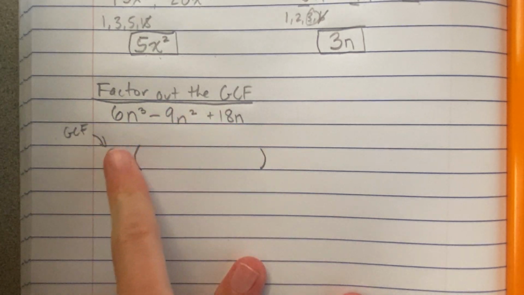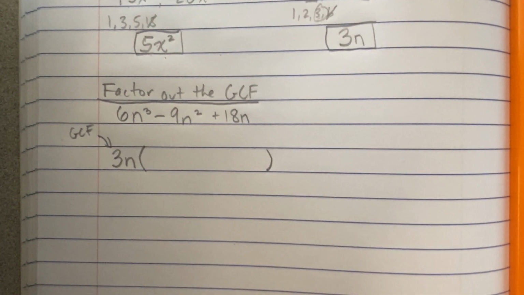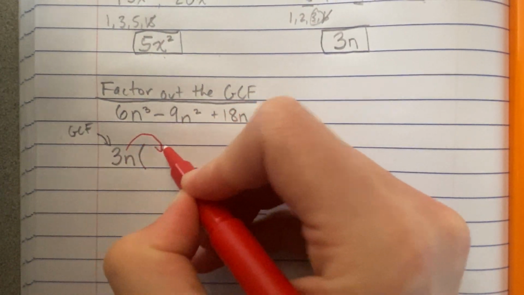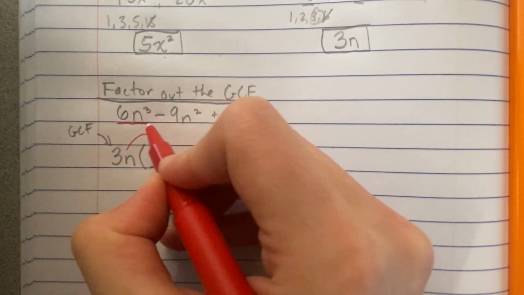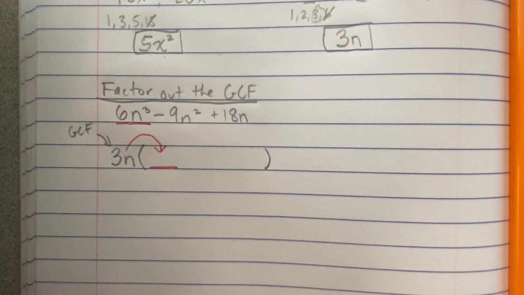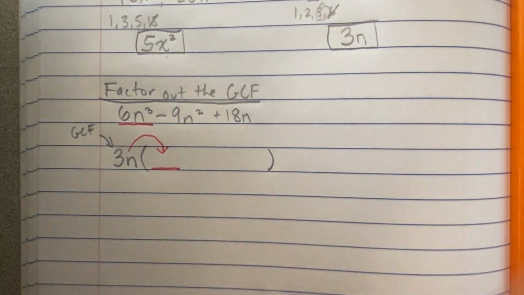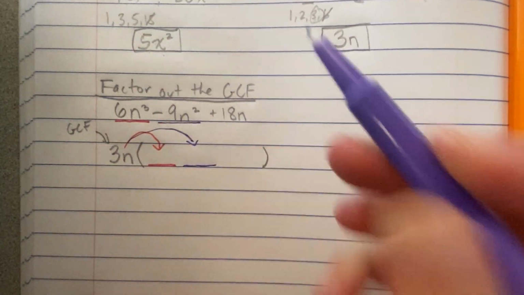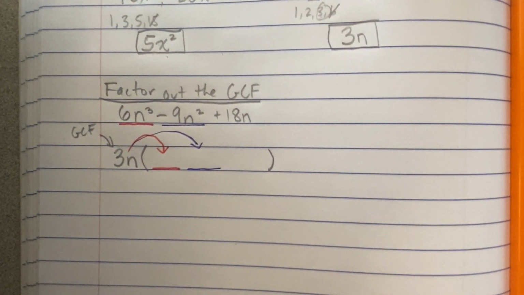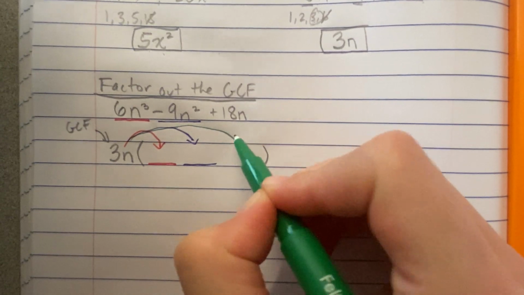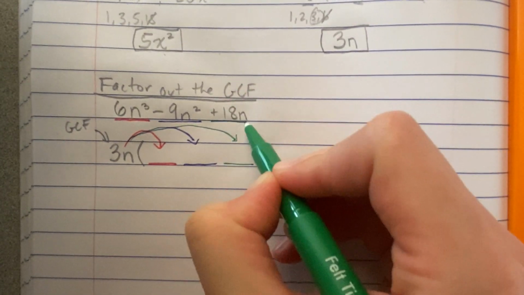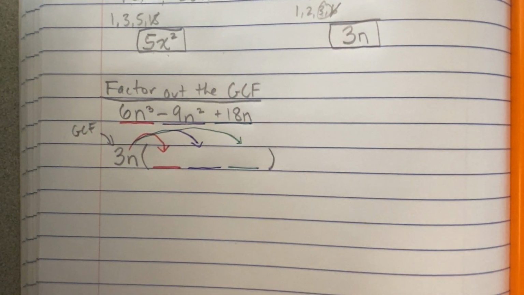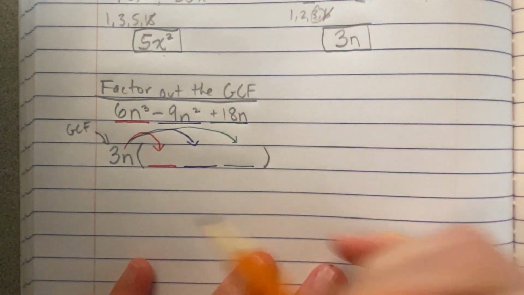I want to unmultiply. So I want to know 3n times what would multiply to 6n to the third. Okay, and then I'm going to do 3n times what would get me negative 9n squared. And then I'm going to do 3n times what would get me 18n. All right, so let's do it. We're going to do it piece by piece.